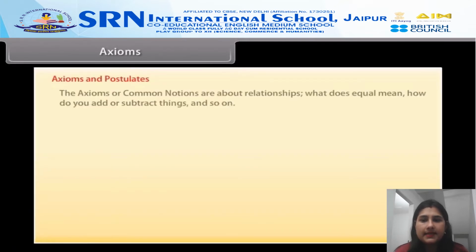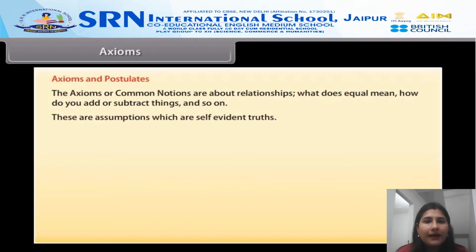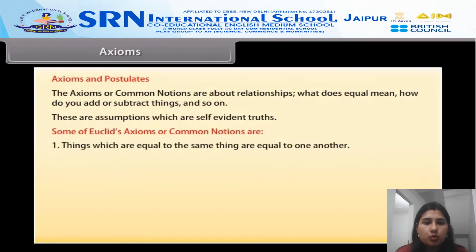Now, next is axioms and postulates. The axioms or common notions are about relationships. What does equal mean? How do you add or subtract things? And so on. These are assumptions which are self-evident rules.